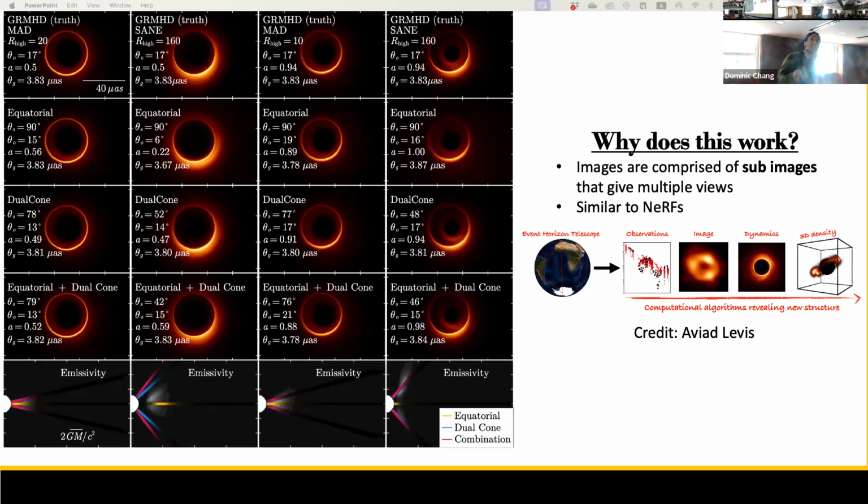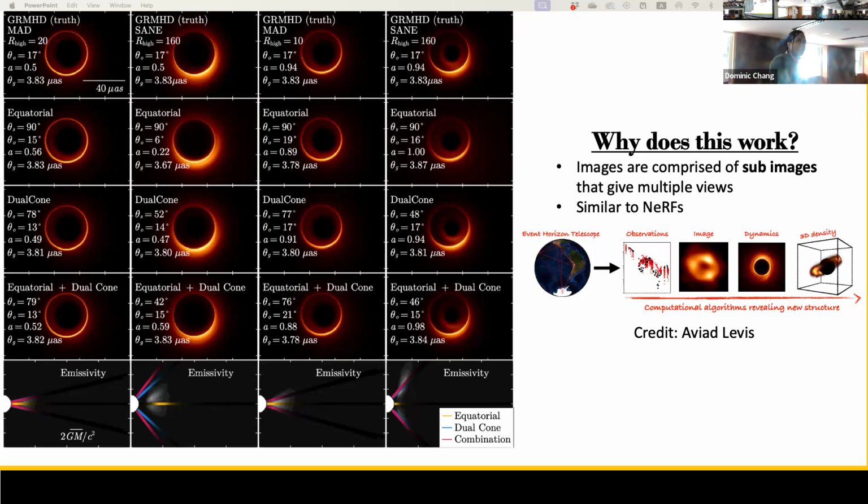Particularly in the same simulation, the one with the very large scale height that I showed before, it has this weird double ring topology, and the equatorial models are unable to reproduce that double ring topology. But here you see the dual cone models are successfully able to get that.